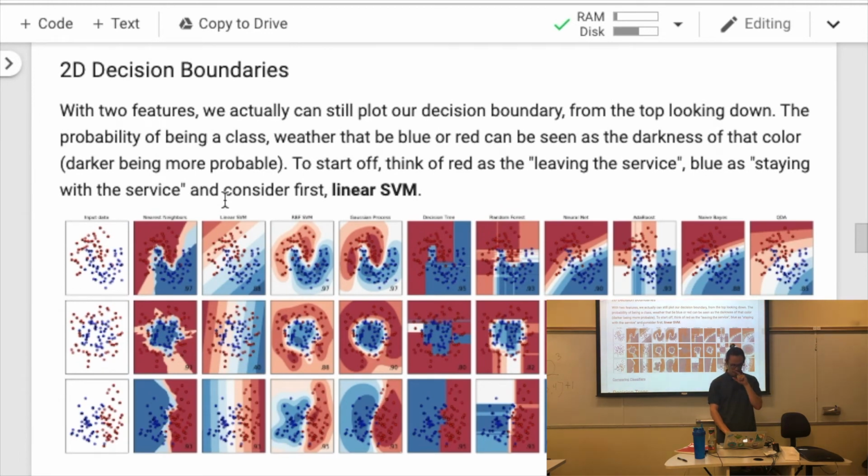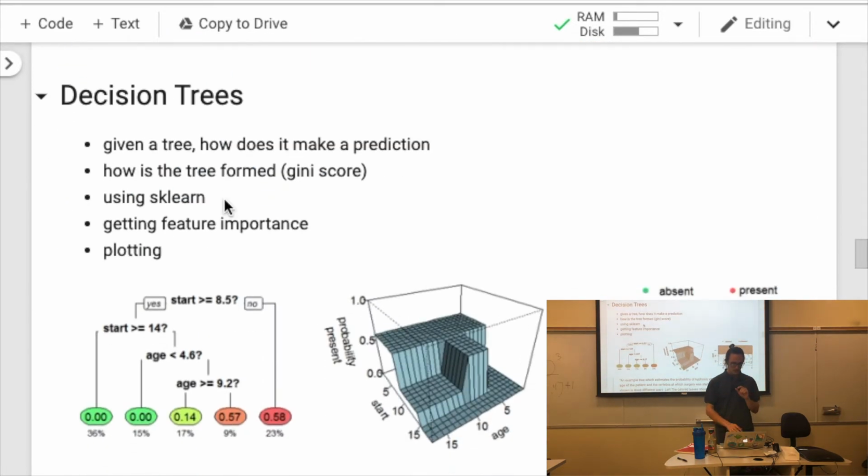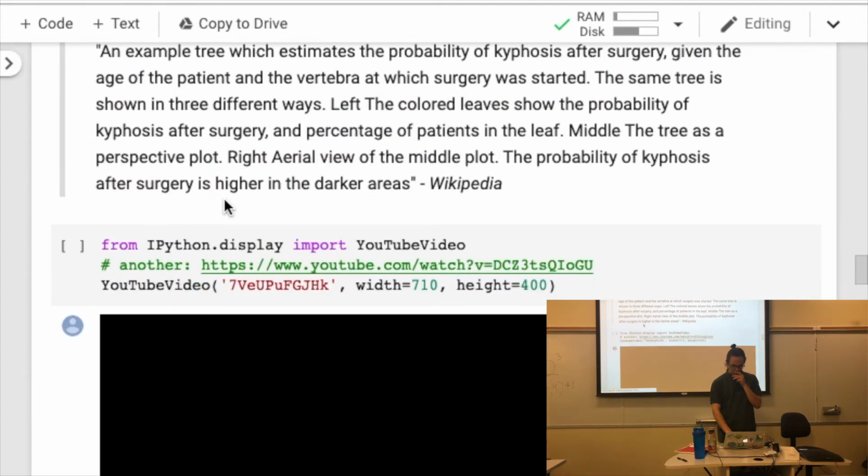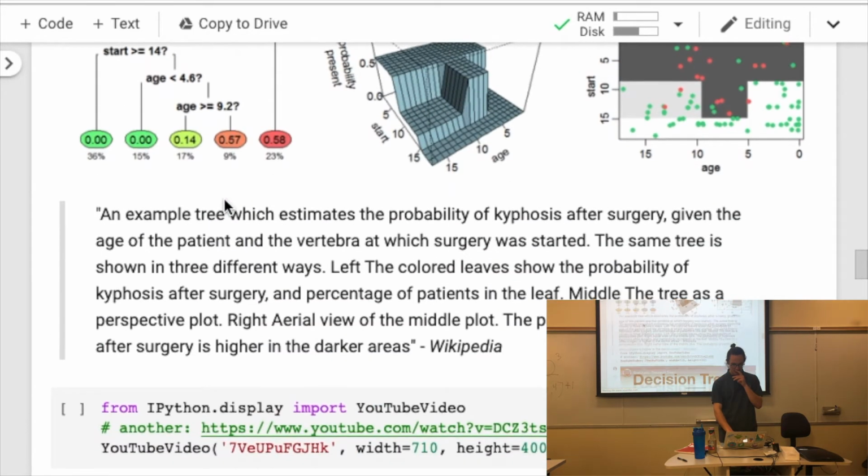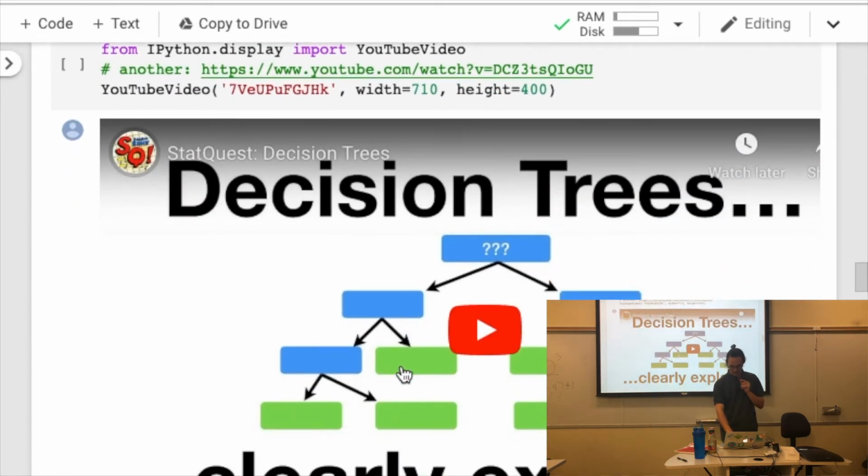So, decision boundaries, we went over that. So decision trees, all right. So I have a video to explain decision trees because I think they do it really well.